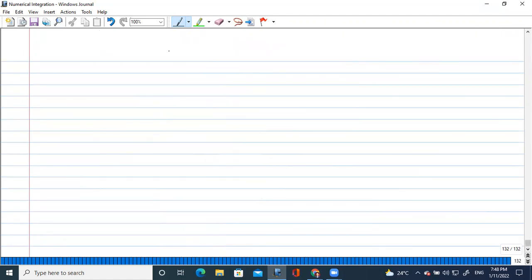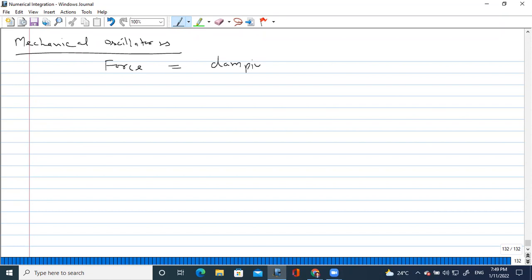Okay. Now there may be some question on the basis of mechanical oscillator. Mechanical oscillator means they are having some oscillations also. Okay. And there is a force. So you can write the force, actual force, that can be a combination of damping force and some restoring force.